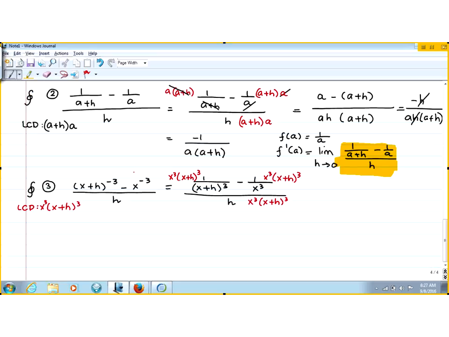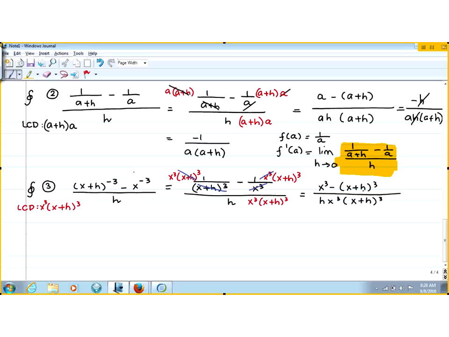All right. So now x plus h cubed cancel here, and the x cubed cancel here. So what am I left with? x cubed minus x plus h cubed divided by, what about on the bottom? h x cubed times x plus h cubed.